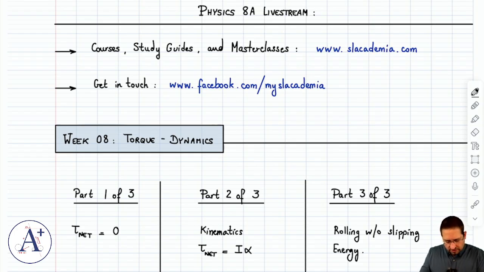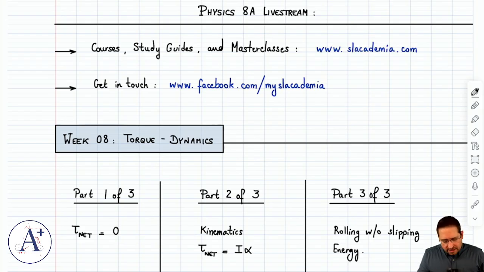That'll be this week, and then next week we're going to focus on rolling without slipping and energy, which will revisit torque net equals I alpha a little bit. We'll see how. And then we'll focus on conservation of energy for a cylinder or sphere, for example, rolling without slipping down an incline, things of that sort.